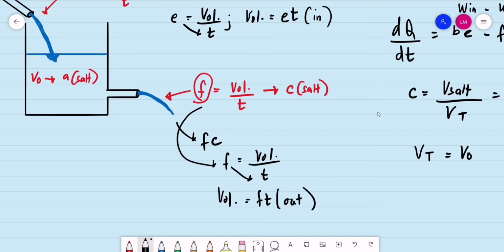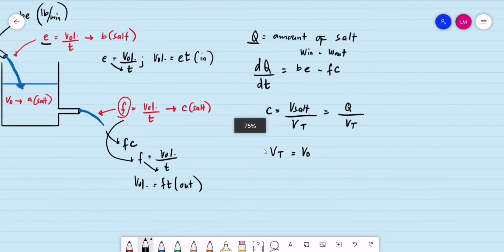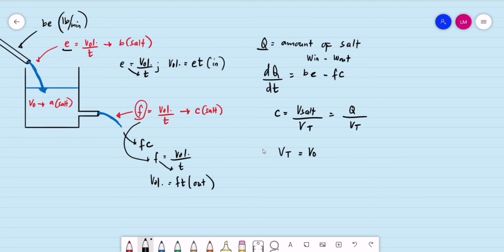So therefore, what will be the equivalent of our total volume? The total volume is that, again, we have the initial volume V sub O. Then the solution enters the tank, so that will be plus the volume in, that is E times T. Then volume out, since it is coming out from the tank, we subtract F times T.